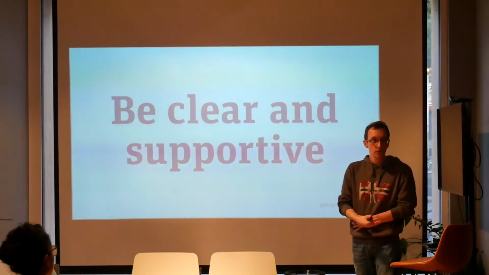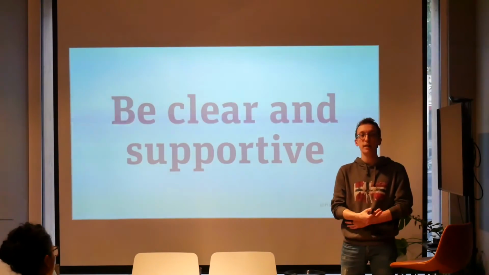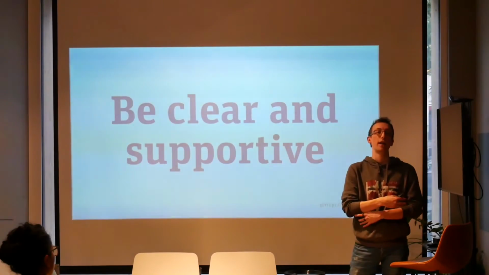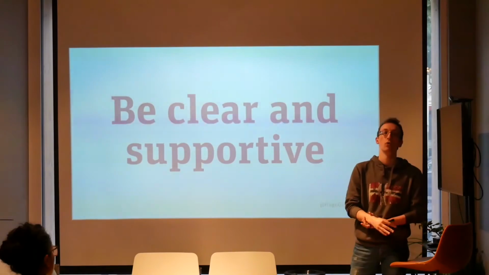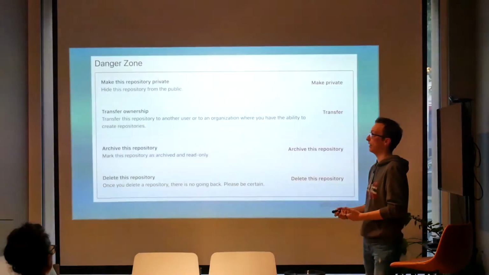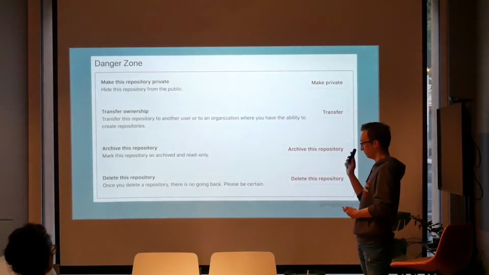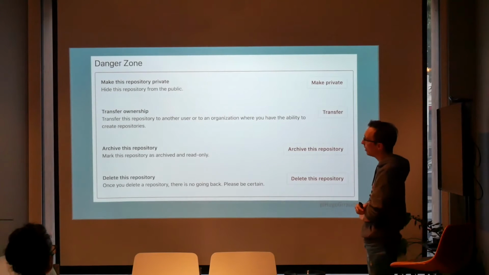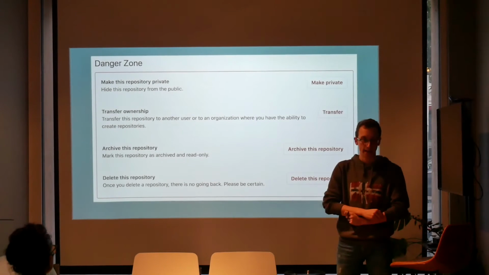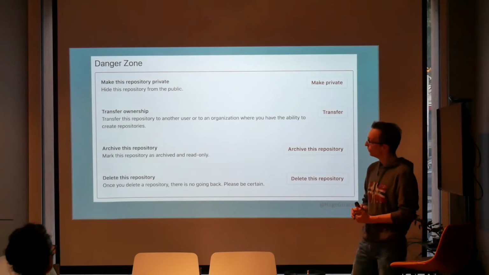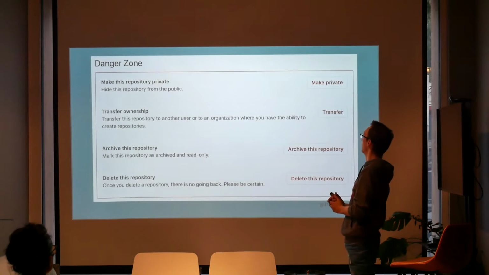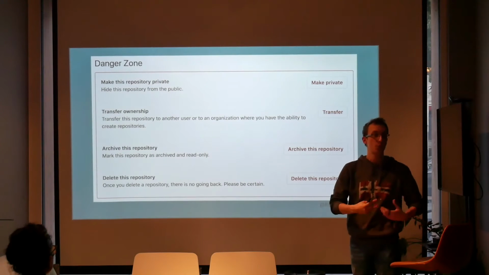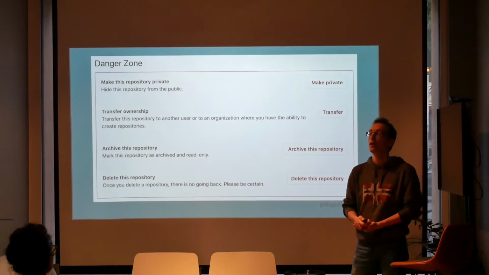Be clear and supportive with the content. The copy is a very important part of any kind of website, applications, products, projects, whatever. So be very clear, be explicit. This is a screenshot from GitHub. The repository settings have a danger zone, which is scary because it's red and it's a lot of big buttons and big words. But that's good. That's the point. That's very explicit.